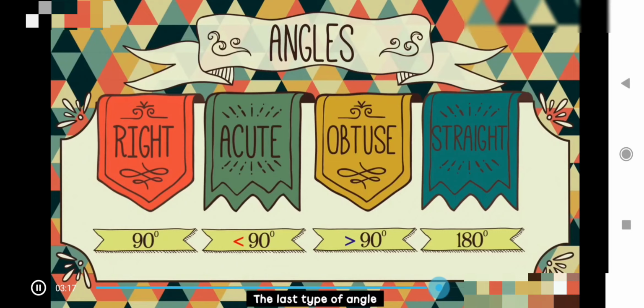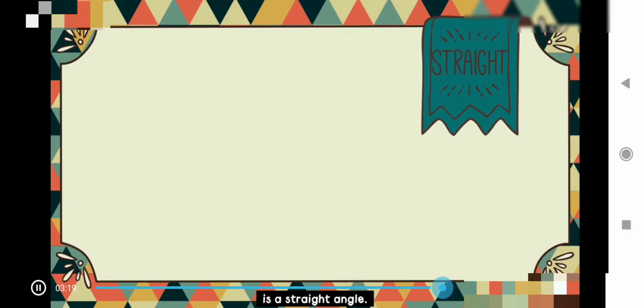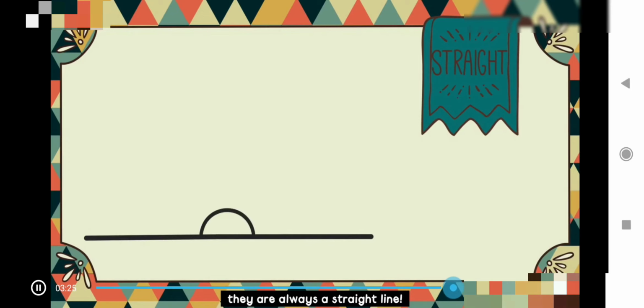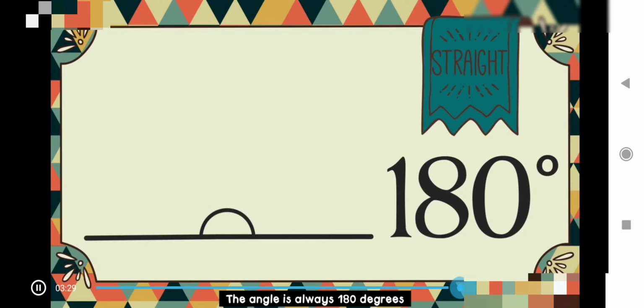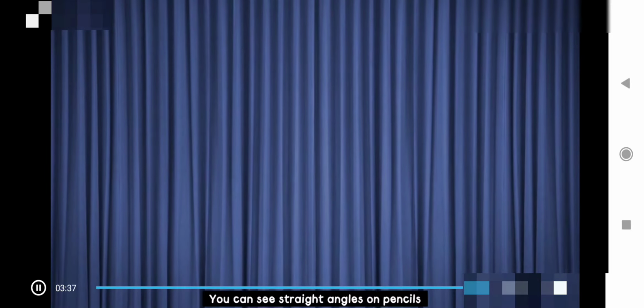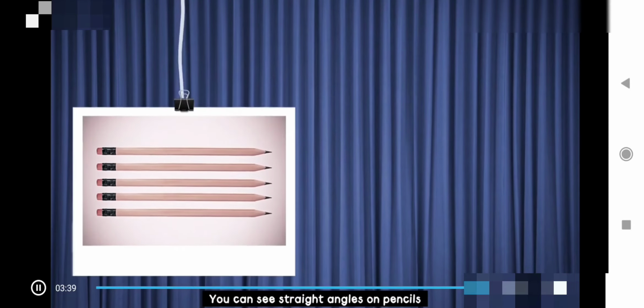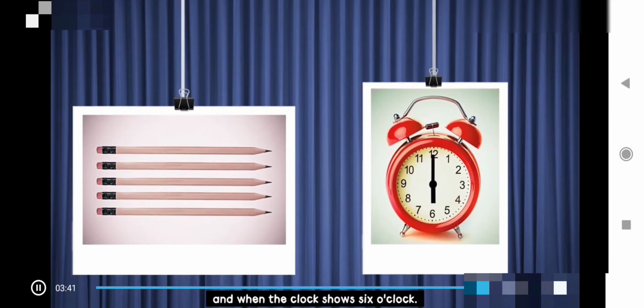The last type of angle is a straight angle. These are easy to remember. They're always a straight line. The angle is always 180 degrees, and the two lines point in opposite directions. You can see straight angles on pencils and when the clock shows 6 o'clock.